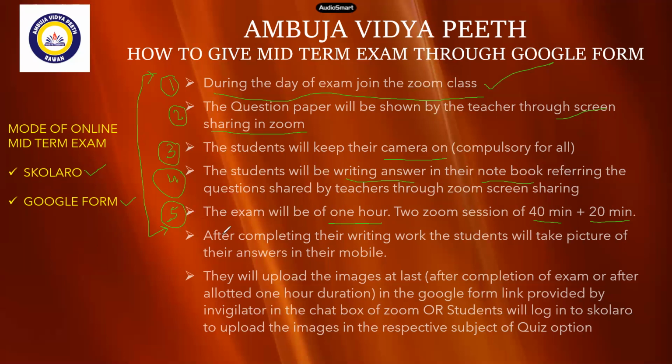Once after writing the exam, another important activity is left. After completing your exam, you will take a picture of your answers on your mobile. Whatever you have written, you will take a picture. That could be 2 pages, two different images, 3, 4, or 5 images. It depends. Within 5 to 6 pages, you can easily complete the midterm exam. If you are writing in a register, prefer to use a register, because on the same page you can answer many questions. So you will take the picture.